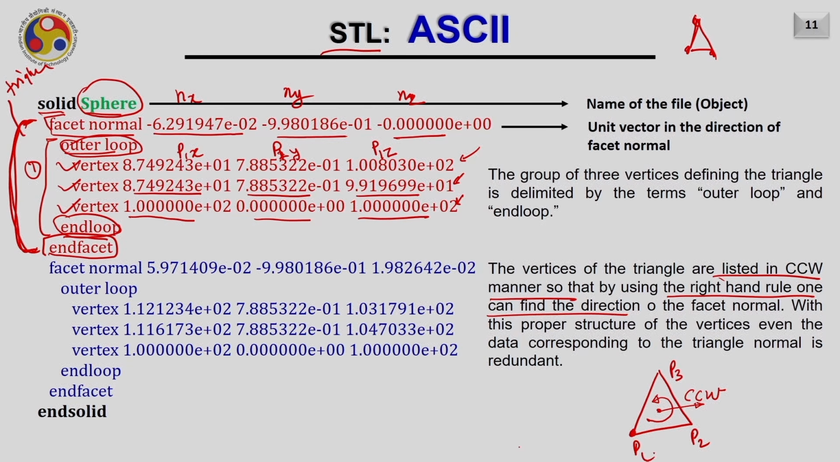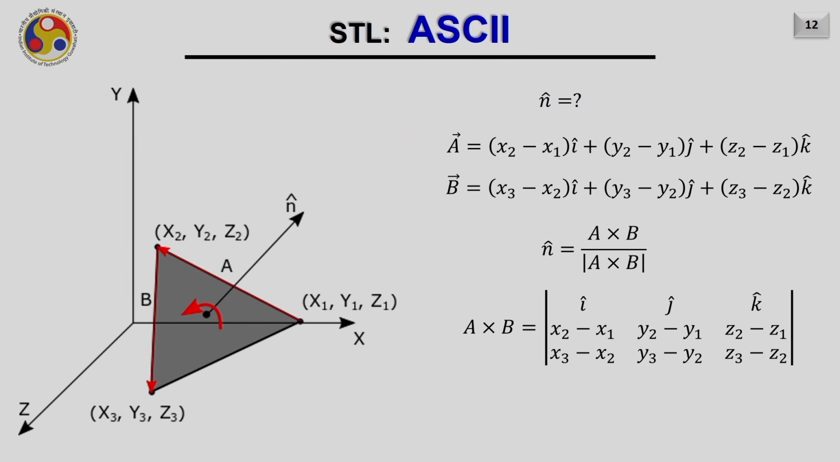One can notice, if I have the information of P1, P2 and P3, I can even calculate my normal vector easily. Therefore, this information available in the file is going to be redundant. We shall discuss it in more detail. How can we find out the facet normal of a triangle if the three vertices are given to us? Let me consider the three vertices here. This is P1, its coordinates are x1, y1 and z1. This is P2 and its coordinates are x2, y2 and z2. This is P3 and its coordinates are x3, y3 and z3.